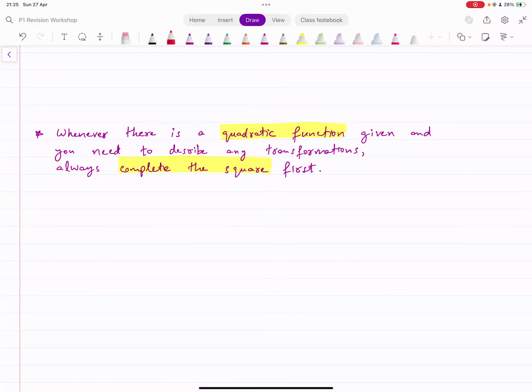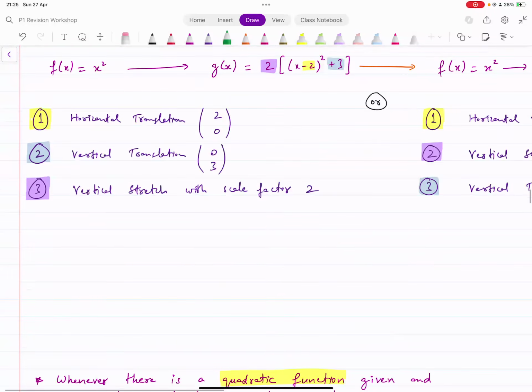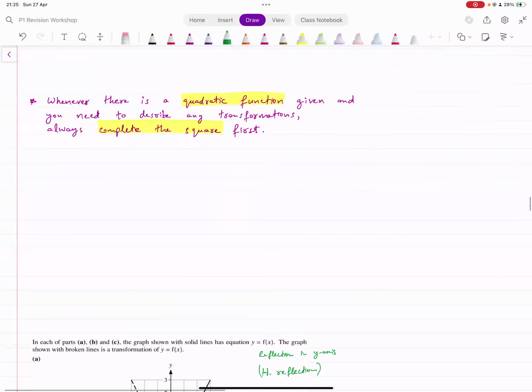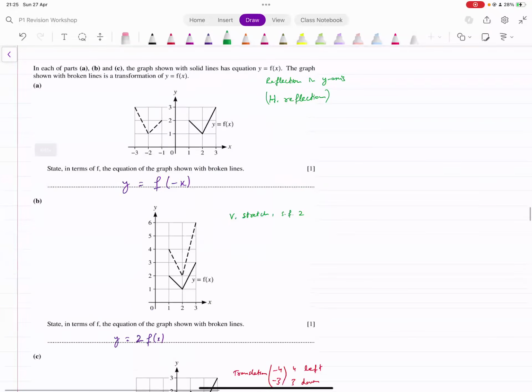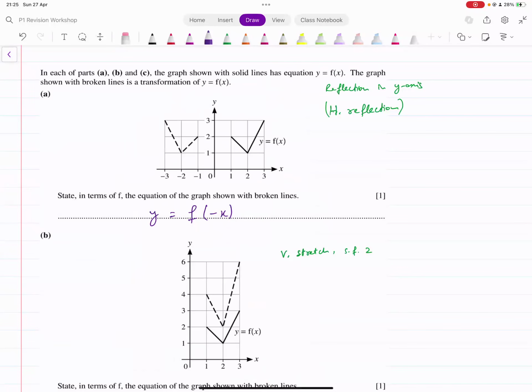Now, let's have a look at some examples, because that's where people get confused. The concepts are not that difficult, but the questions are a bit tricky sometimes. Let's have a look at this. This is a very straightforward example. First up, we've got this function f of x, and this is transformed to this. What kind of transformation is that? That's a reflection in the y-axis. Now you have to be careful. Is it a horizontal reflection or vertical reflection? It's a horizontal reflection because the movement of the graph is horizontal.